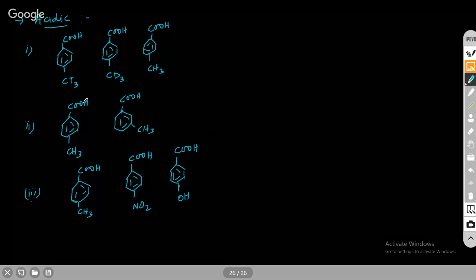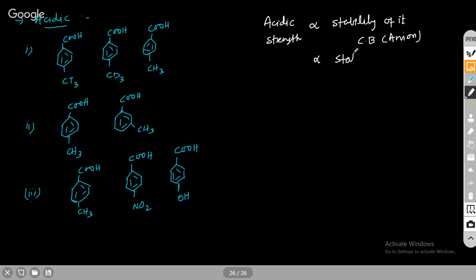See, first of all, acidity, a little bit of idea you have, right? The acidic strength, just give me 10 minutes, then we'll give you the break. Acidic strength, but please concentrate. Acidic strength is directly proportional to the stability of its conjugate base, which is nothing but an anion. So in another way you can say it is directly proportional to the stability of the anion.